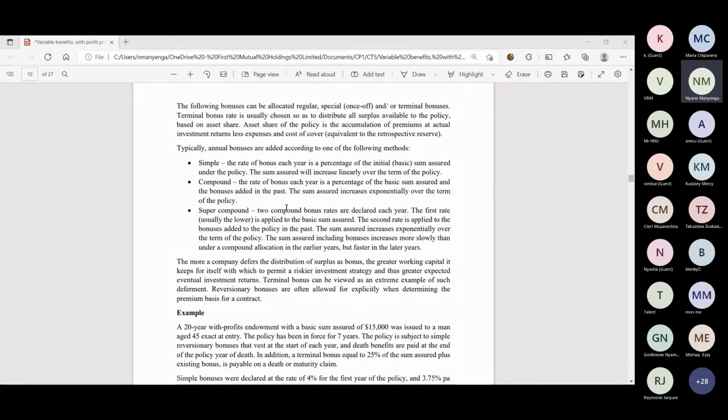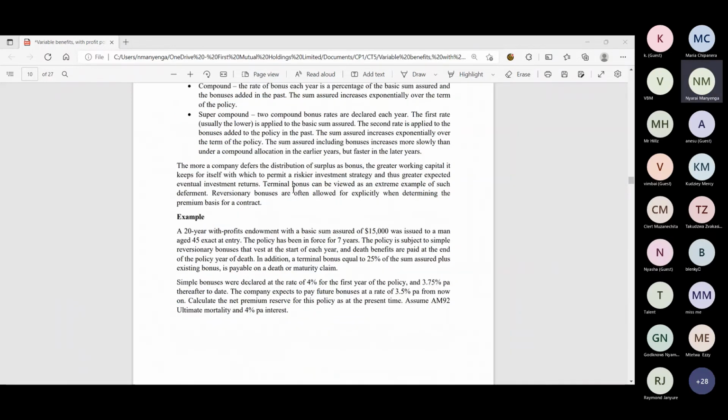But the sum assured, including bonuses, increases more slowly than under the compound allocation in the early years, but faster in the later years. So you see that in the later years, a policy with super compound bonuses would have higher benefits than under the compound approach as well as the simple approach. The simple approach will have the lowest bonuses when compared to the other two approaches, that is the compound and the super compound approach. So you find that the more that a company defers the distribution of surplus as bonus.